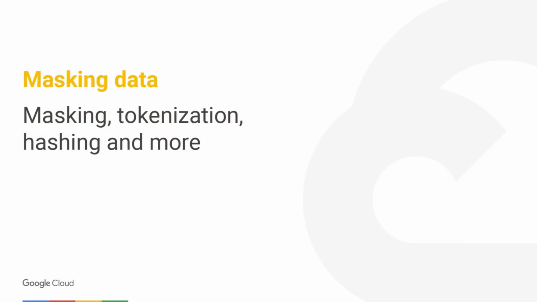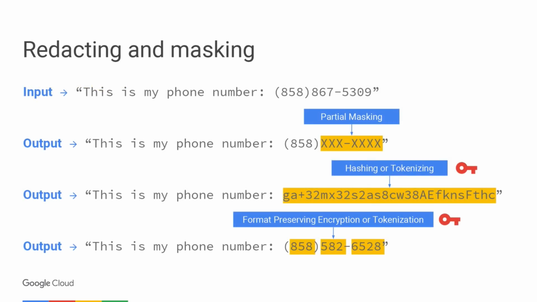And next, we're going to show examples and demos of transforming data. This includes masking data, tokenization, hashing, and a few other techniques. So first, let's just give a few examples of what this is. So I'll start with an input. Let's imagine we had a string of text that included a phone number. And we want to mask this phone number because the phone number could be identifying.